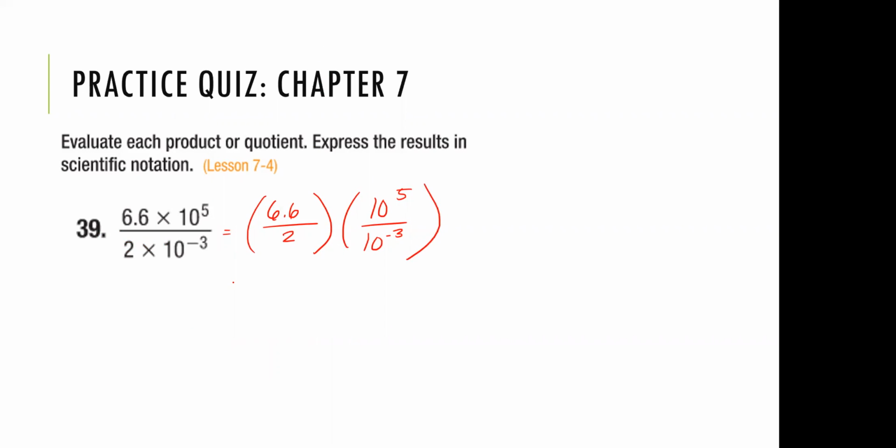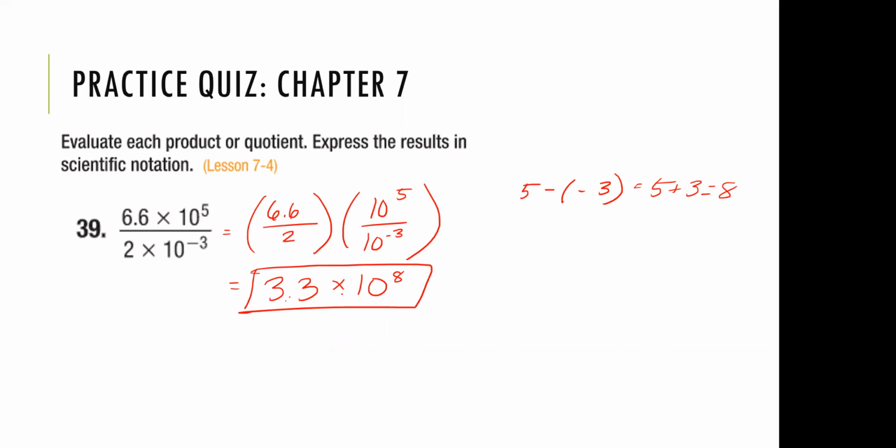Okay, so we end up with 6.6 divided by 2 is 3.3, and then times 10 to the power of, I'm going to subtract 5 minus -3. So that becomes 5 plus +3, which is 8. So 10 to the power of 8. So it's 3.3 times 10 to the power of 8.